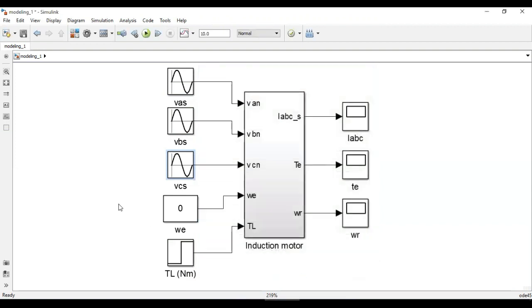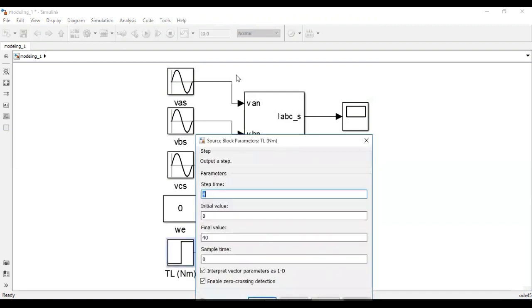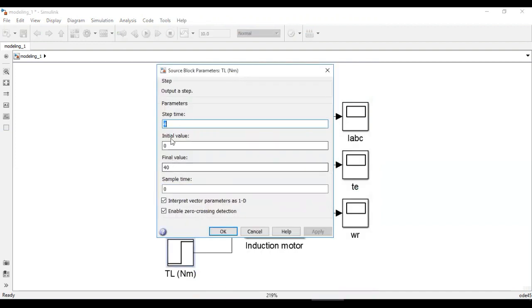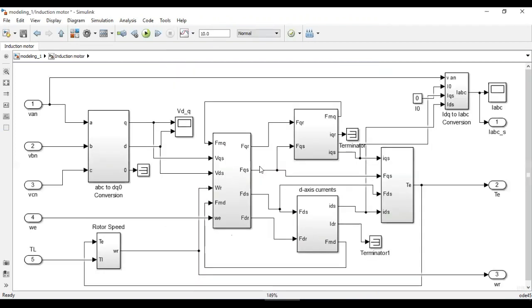Now we are considering initially the stationary reference frame. So omega E is kept as zero, and when we keep omega E equal to zero, the stationary frame quantities are equal to the rotating frame quantities, which I have shown you in the presentation. So this is the load torque, which is kept as 40 Newton meter, but it will be applied after 4 seconds of the simulation. So this is the model of the induction motor.